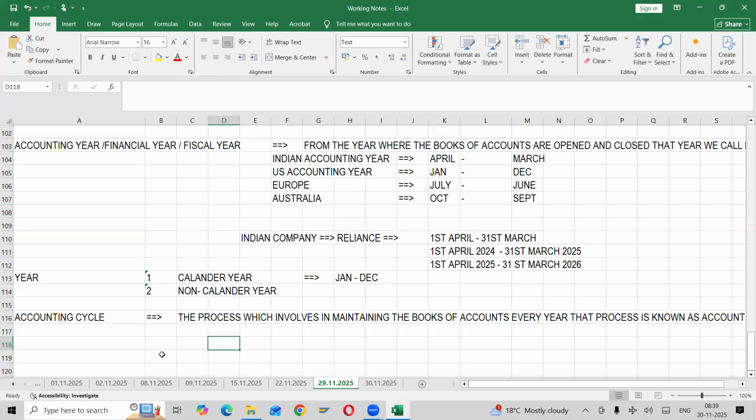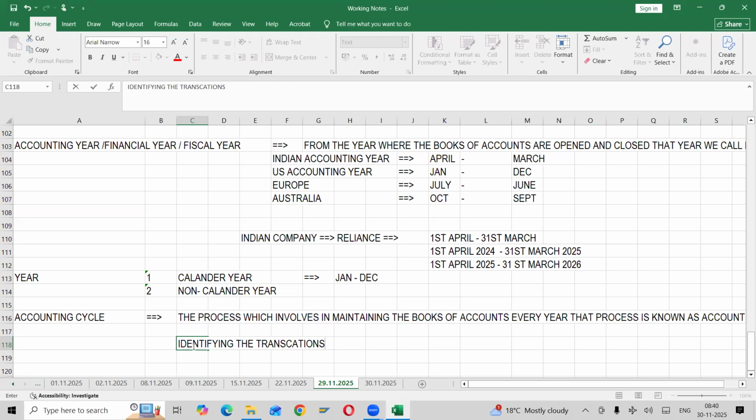For example, what is the accounting cycle here? Whatever the country, the first step they will do is identifying the transactions. First step, identify the transactions. Now, how many types of transactions do we have? Three. We need to identify whether it is a cash, credit, or non-cash transaction.